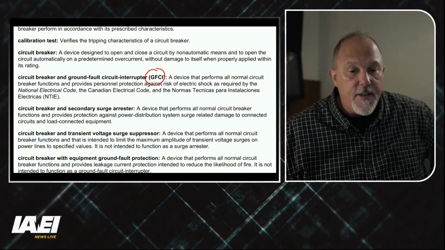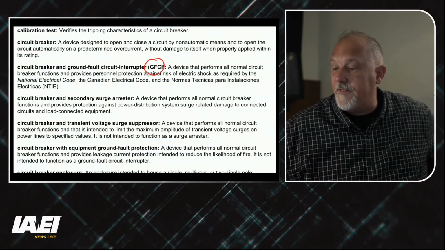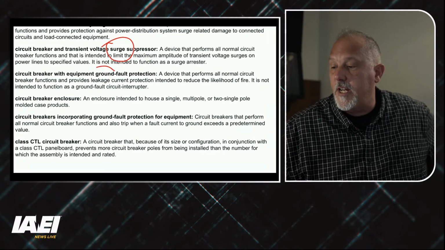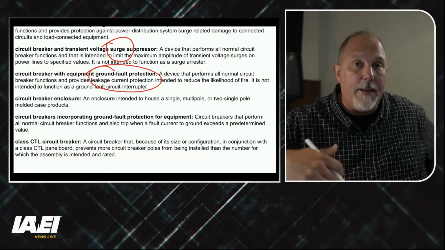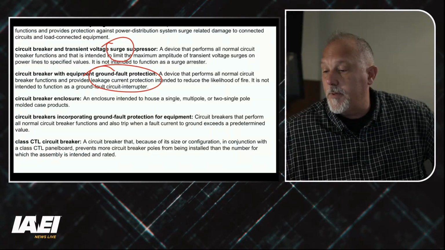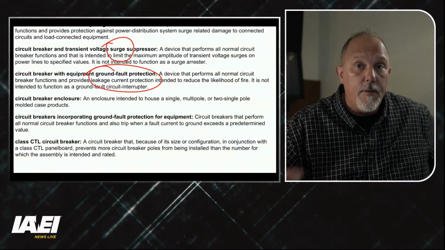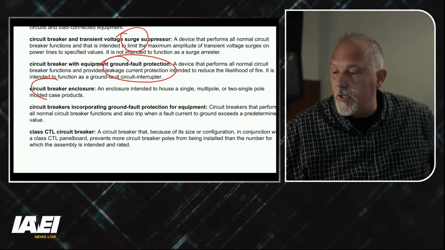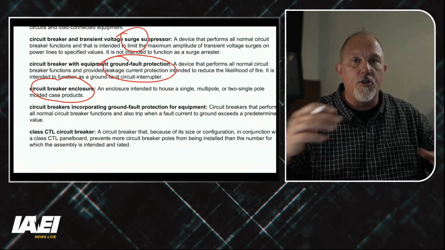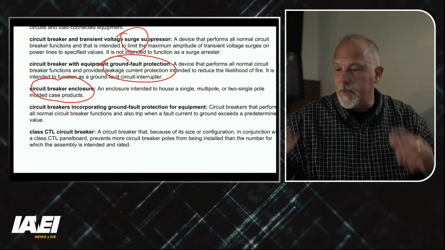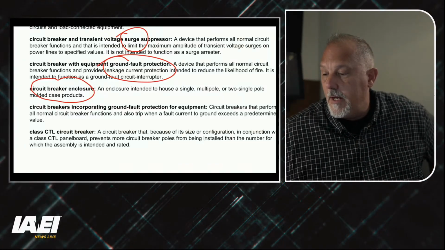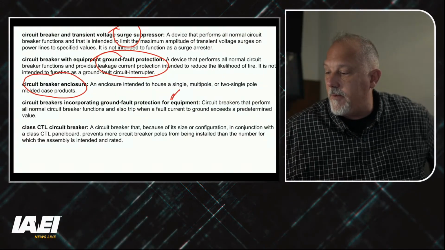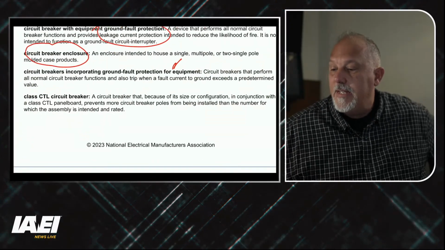Okay? All right. So there's different types of circuit breakers. I can have GFCI technology built in. I can have surge built into it. Ground fault protection of equipment, I can have that built in to the overcurrent protective device. We could shunt trip the circuit breaker as well. A circuit breaker is going to be in an enclosure. It's going to be installed on a bus, typically put in an enclosure. Circuit breakers incorporating ground fault protection of equipment. We already said that. We already said we can do that.